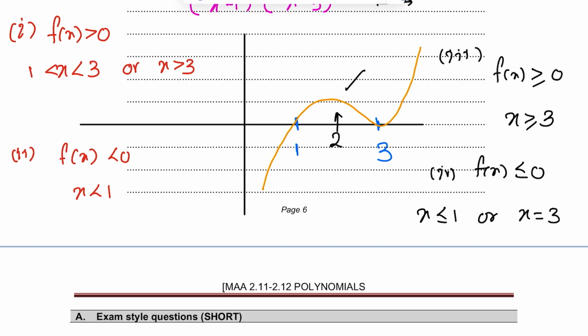Greater than or equal to 0 is x greater than or equal to 3, or else x lies between 1 to 3 also. It is still positive.